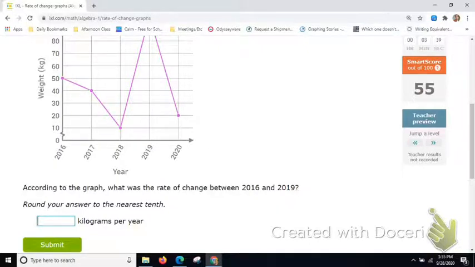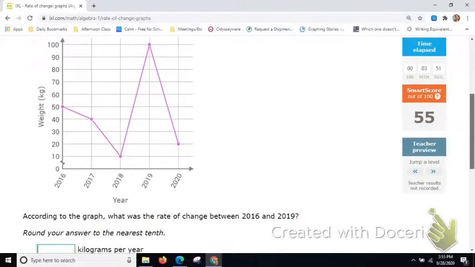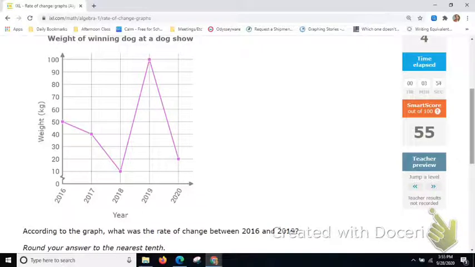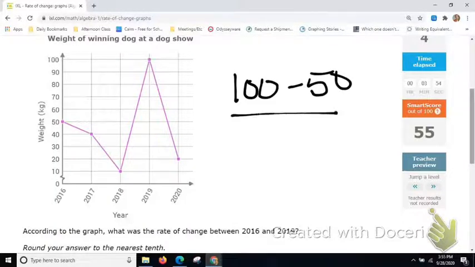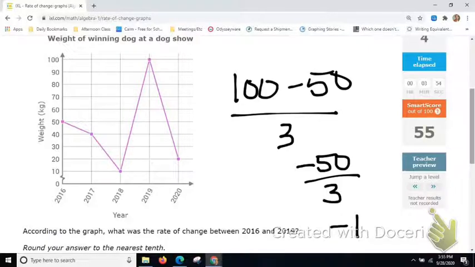So this one is one we'll have to round. It says kilograms per year to the nearest tenth. 2016 is at 50. 2019 is all the way here at 100. So remember, second one goes first. So 100 minus 50. And then that's 3 years when I subtract those years. So negative 50 divided by 3, that's going to be negative 16.7. Round it to the nearest tenth.